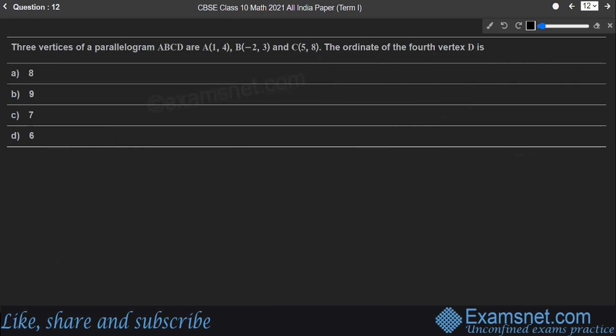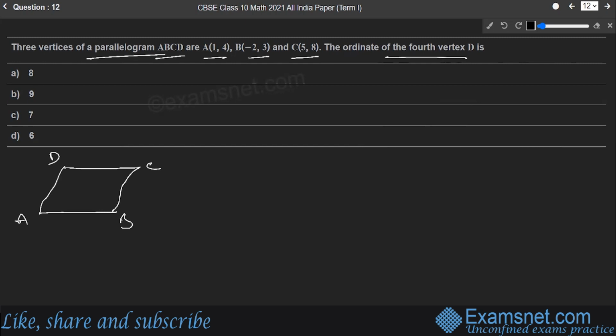Now, three vertices of a parallelogram ABCD are given as A, B, and C. We need to find the ordinate of the fourth vertex. If it is a parallelogram, let us draw the parallelogram like that. This is the parallelogram they are talking about. Let us name the points: this is A, this is B, this is C, and this is D.